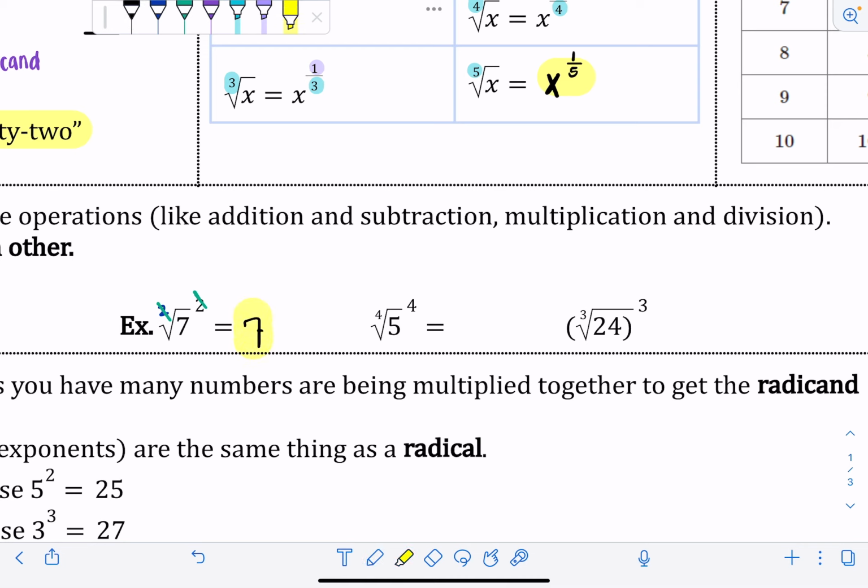And then over here, same thing, the index and the exponent are the same. So I have a 4th root and a 4th power. Those undo each other, and I'm just left with the radicand, the number that is inside, so 5. I forgot to type my equal sign over here, but I have the 3rd root of 24 to the 3rd power, so my index matches the power it's being raised to, so those cancel each other out, and I'm just left with what was inside the radical, the radicand, so 24. And notice this last one had parentheses, but it didn't really impact the way that we approached the problem.